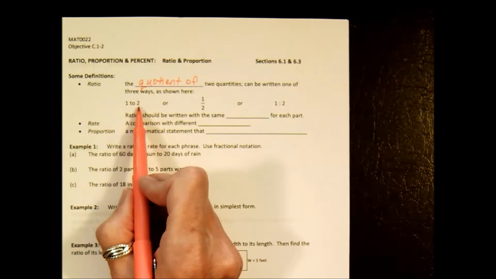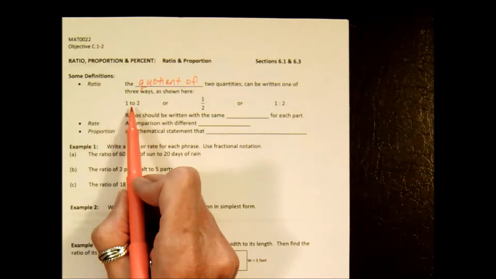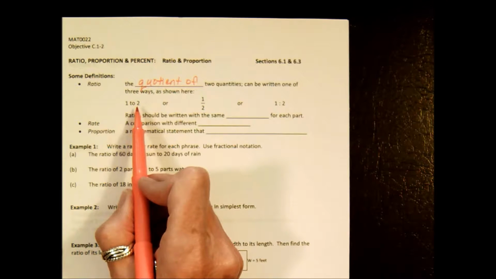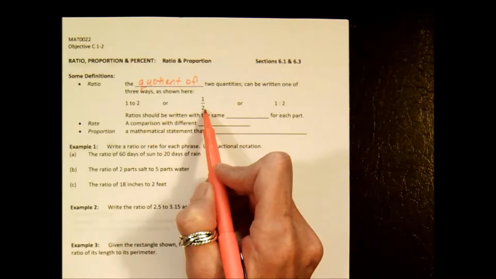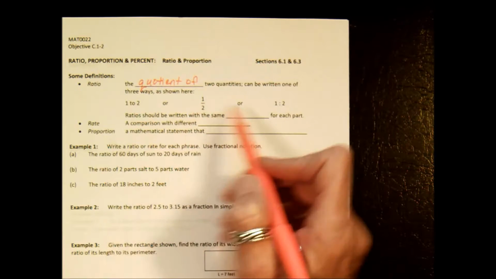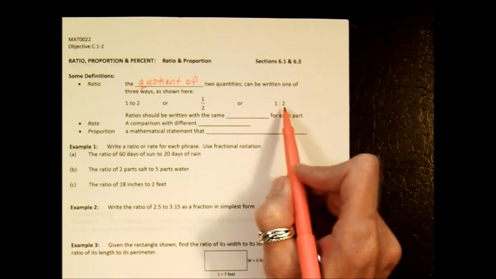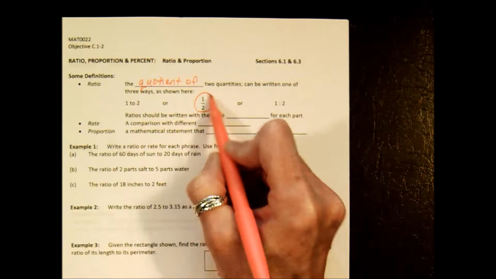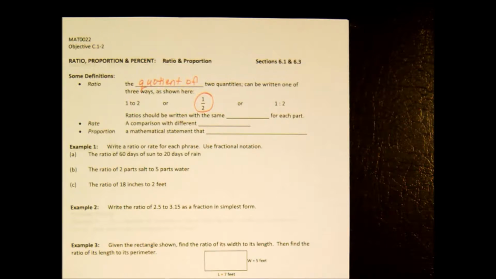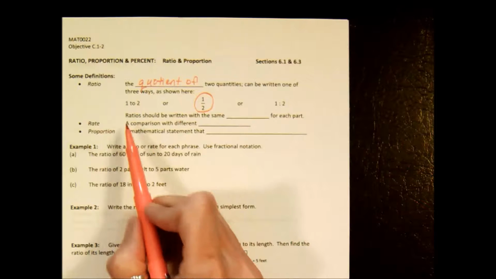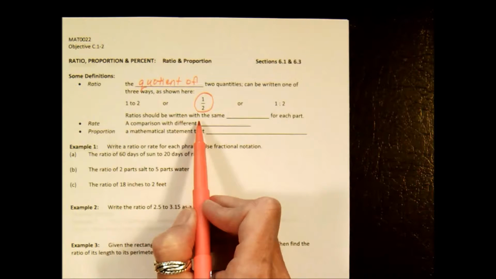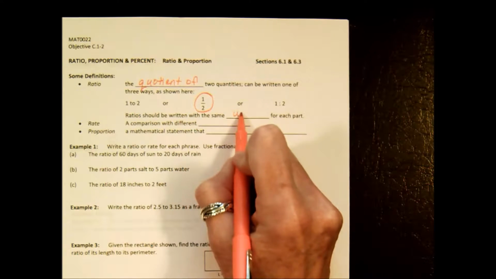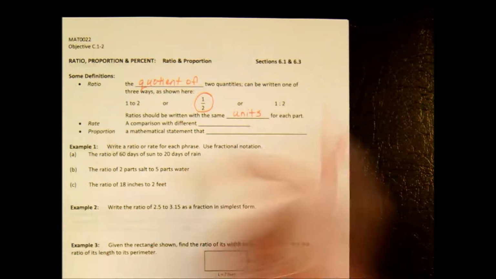1 to 2, like this, where you actually write the word "to", and it's read 1 to 2. That's kind of old-fashioned. Or as a fraction, but read 1 to 2, or this way with a colon, 1 to 2. This is the predominant way that we will be using. Ratios should be written with the same units for each part.